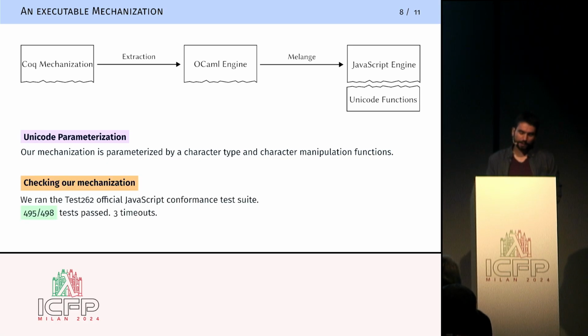And when we do that, we can also check that our mechanization behaves as expected. And so, for instance, we run the official JavaScript conformance test suite, Test262. And of course, this tests the entire JavaScript language, and so it contains also regex tests, around 500 of them. And we could check that our mechanization correctly passes all of them except 3 that time out. It happens that the specification in some places uses some very inefficient algorithms, and because we stick closely to that specification, sometimes we are also very inefficient.